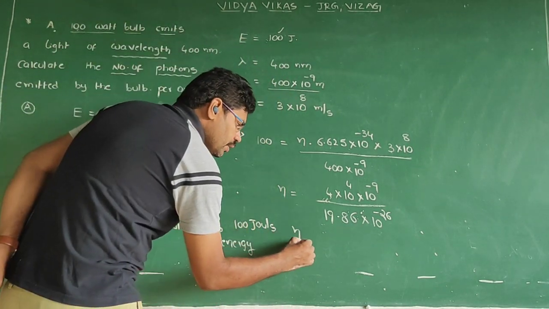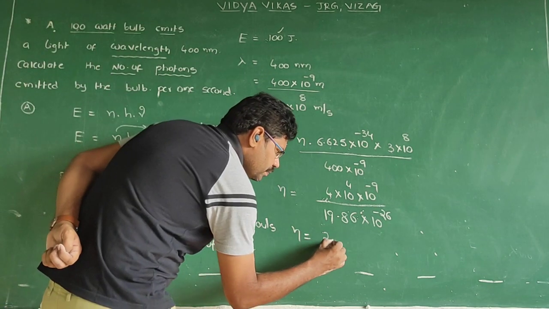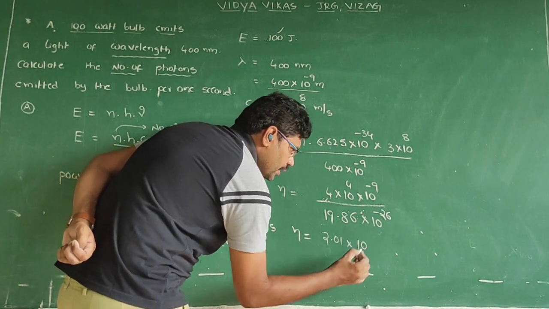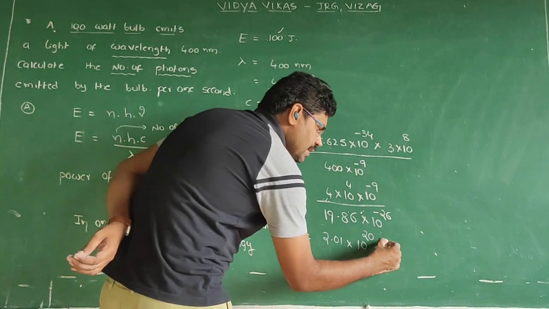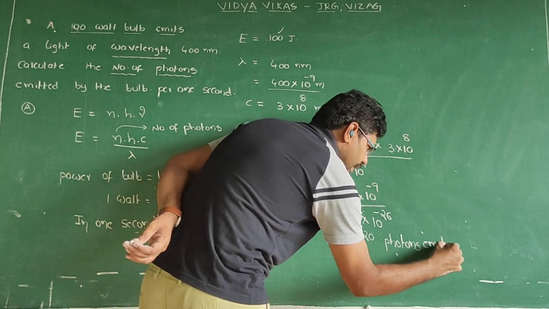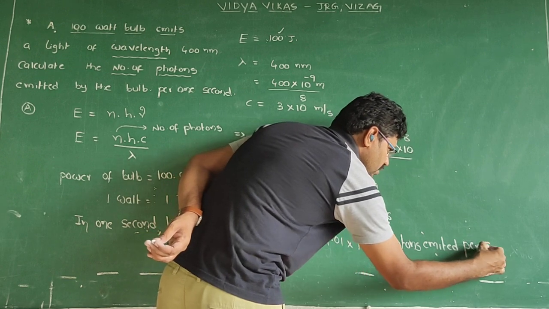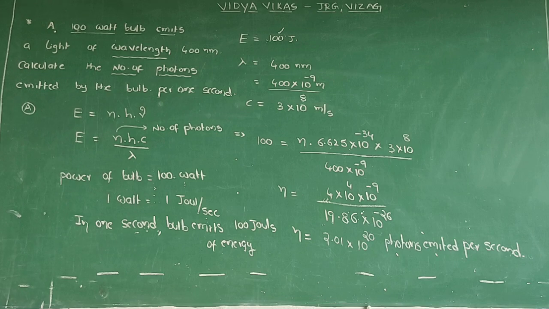So if we go through the rest of the calculations, dear students, we find the answer, almost 2.01 into 10 power 20 photons emitted per second. Very important one, dear students.